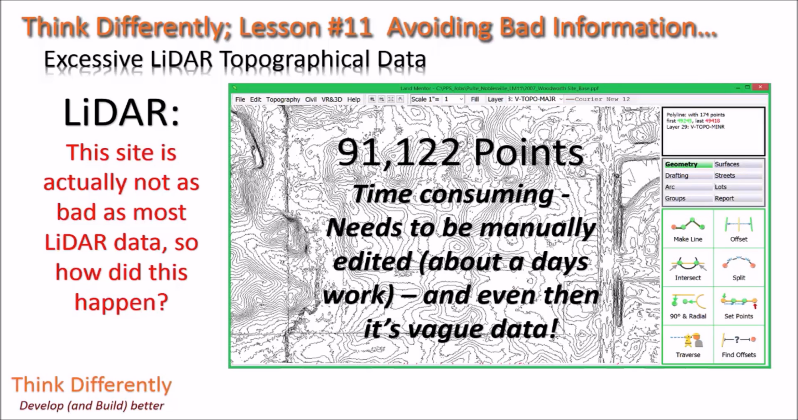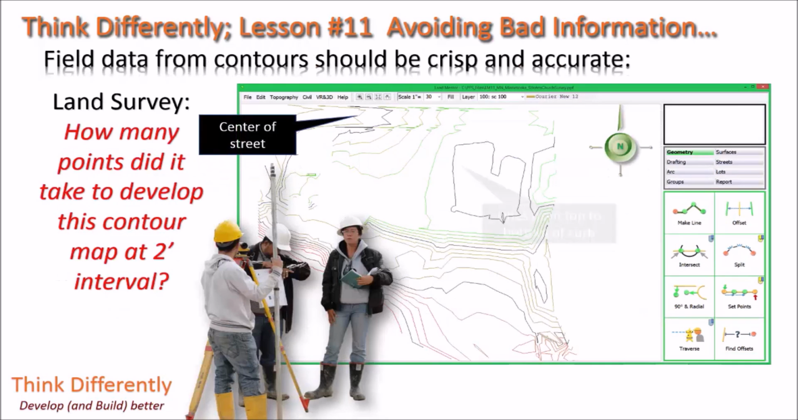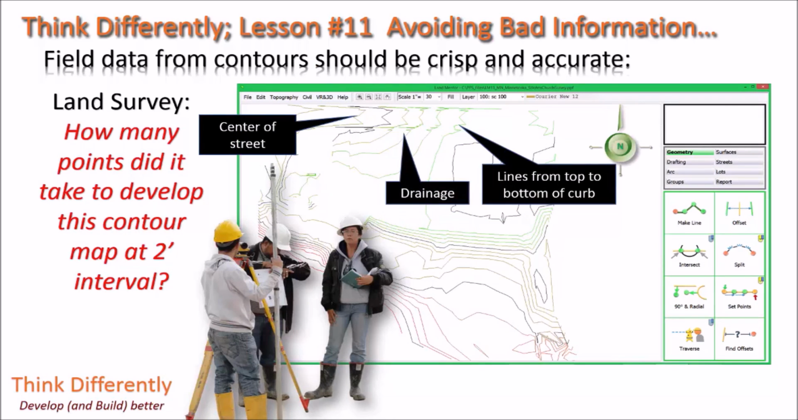So we do have ways in LandMentor to automatically filter this, to reduce it from a day's worth of work to just a few minutes, but it's still garbage data. So that was 100,000 points. This is a land area that's a little bit smaller, and this is what a contour map should look like. You can see the center of the street, it's nice and crisp, and you see the Z-shaped lines or the W-shaped lines. That means it hit the bottom of the curb and the contour is going up the top of the curb, and then you see this other straight line underneath. There's a little drainage ditch there.